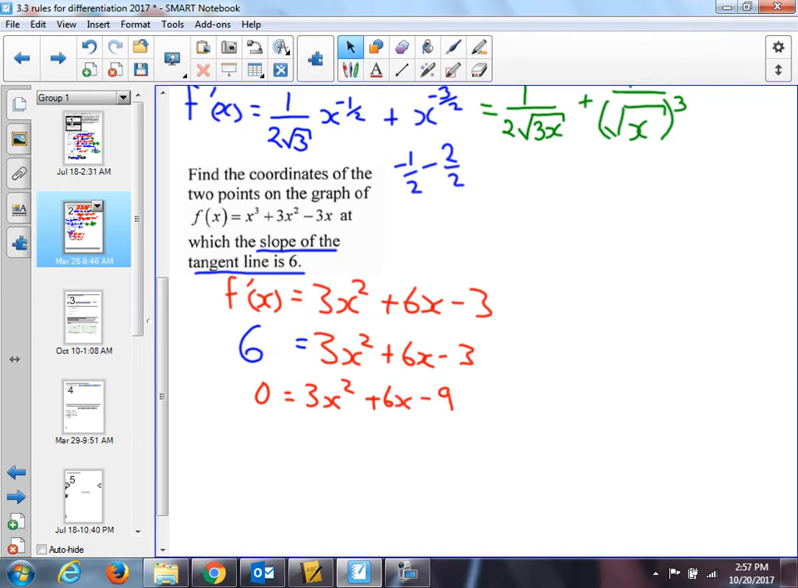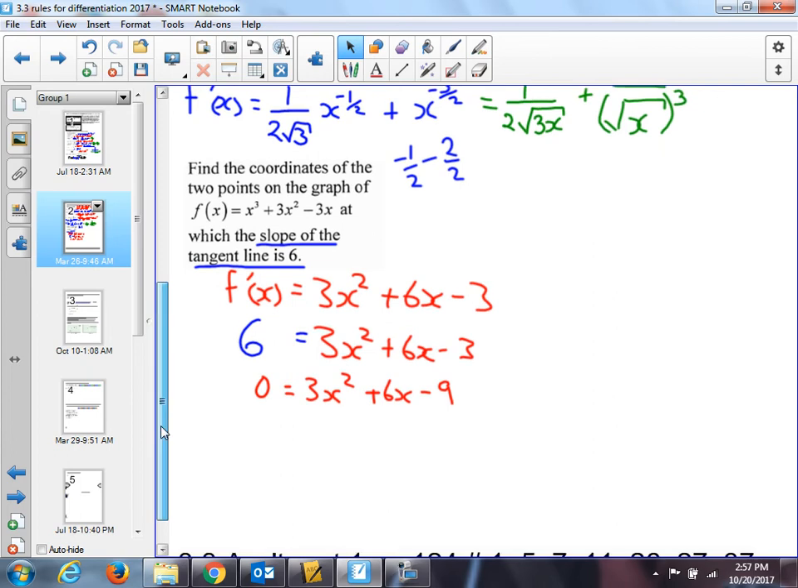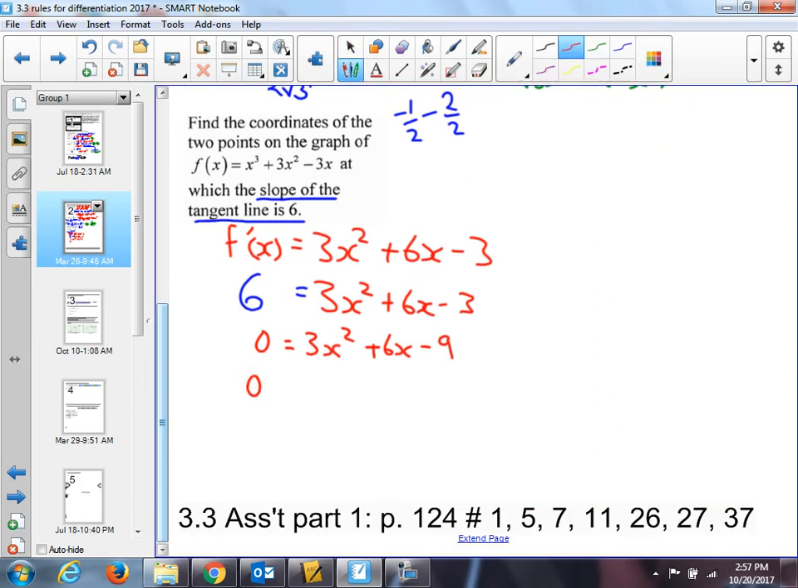I think you guys know how to solve a quadratic. I would factor out the common factor of 3 first. It's 9 and 3. 9 and negative 3. So x plus 3, x minus 1, right? So I have two possible solutions for these factors. If x plus 3 equals 0, that means x was negative 3. Or x was equal to positive 1.